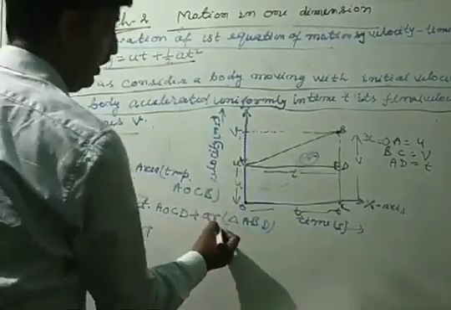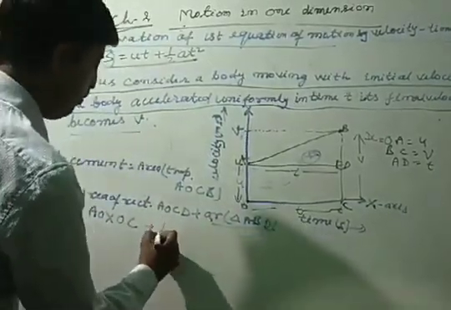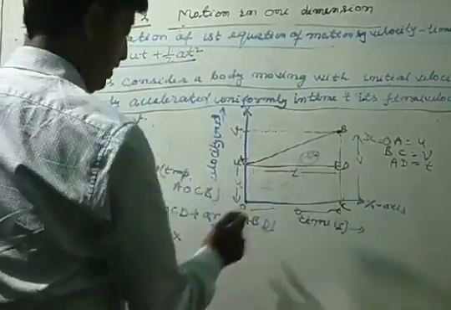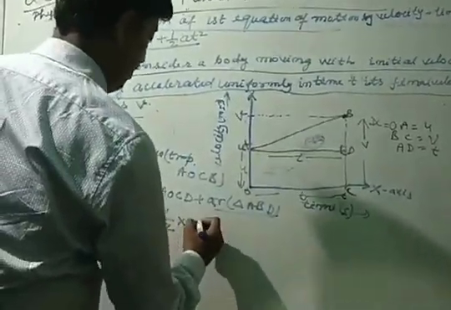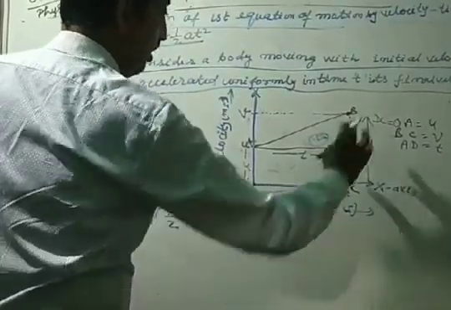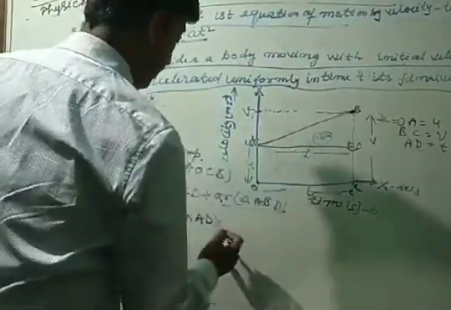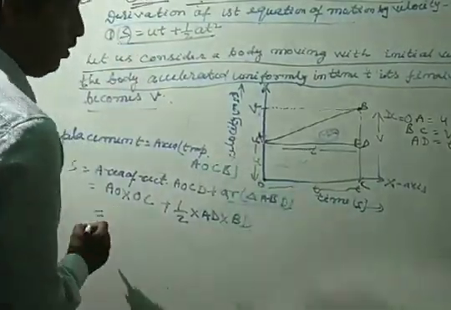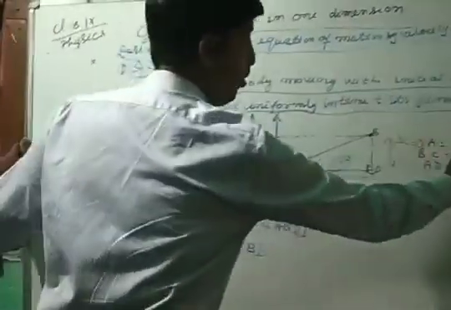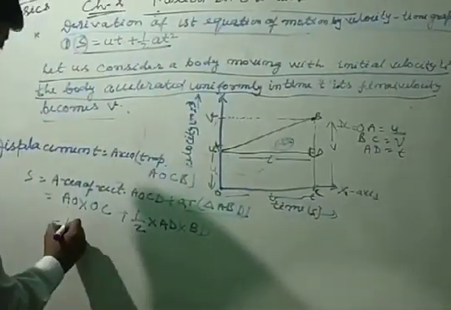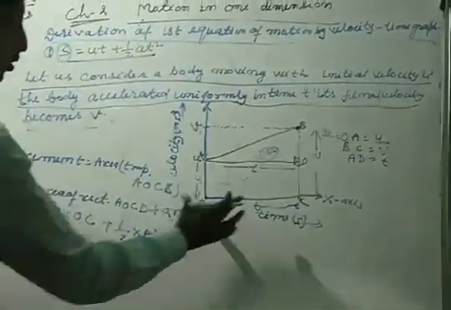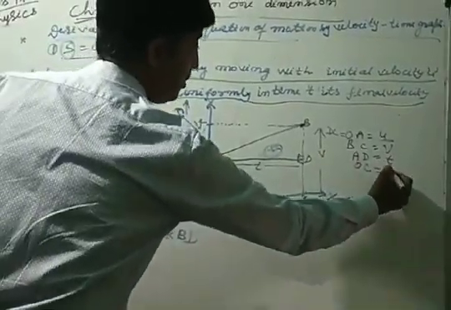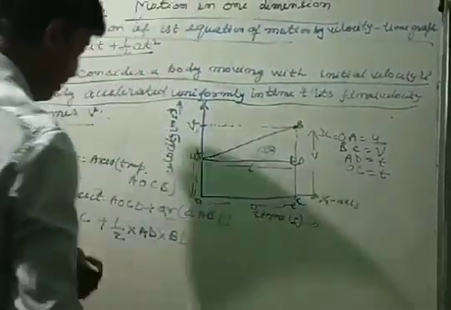We know that the area of a triangle is 1 by 2 into base into altitude. So let the base be AD and the altitude, meaning height, be BD. What is the value of AO? The value of AO is U. And what is the value of OC? The value of OC is T. OC is equal to AD is equal to T.